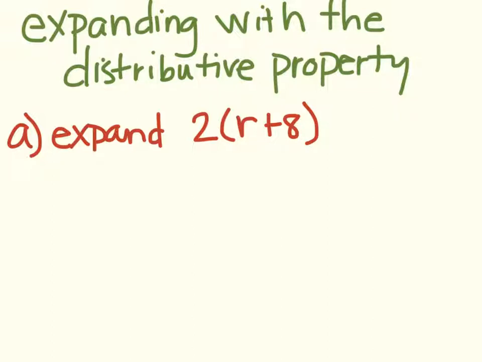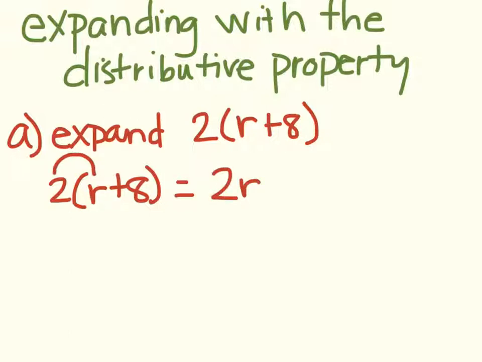So we would write that like this, 2 times (r plus 8) equals. So remember, to distribute, we're going to take 2 times r, which is going to give us 2r. Then we move over our sign. Now we take 2 times 8 to give us 16. Voila! You've just expanded the expression 2 times (r plus 8). All you're doing is using the distributive property to show what the final result would be.